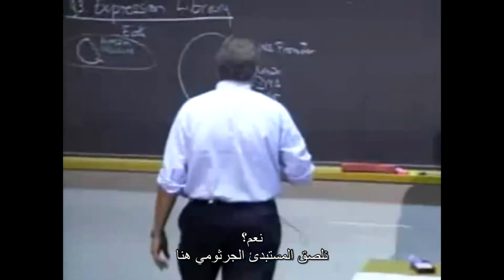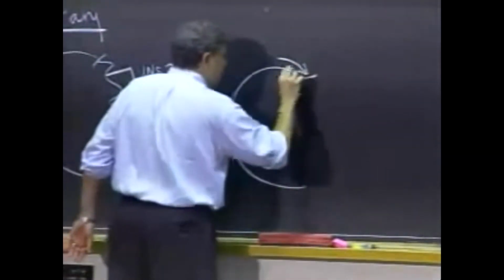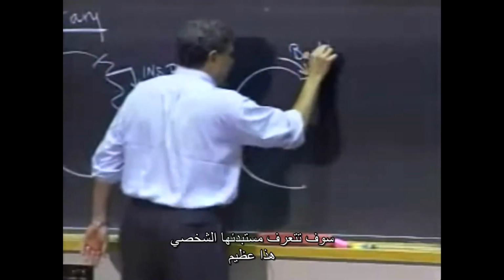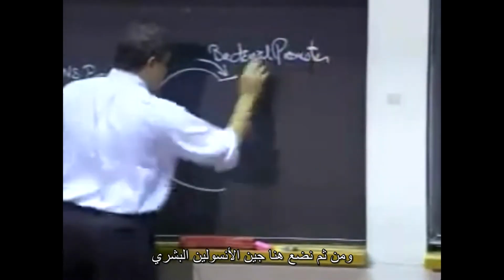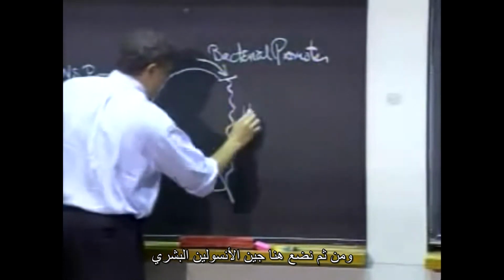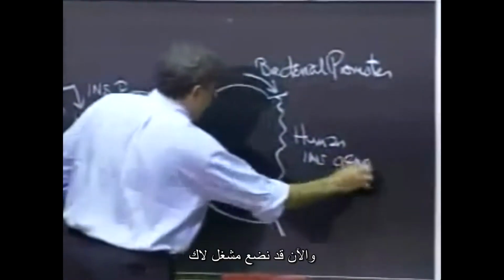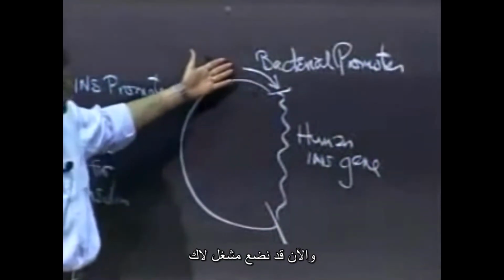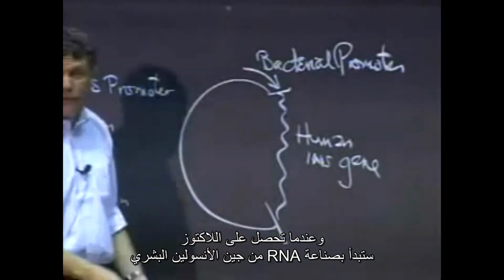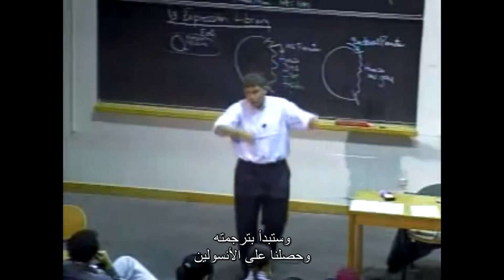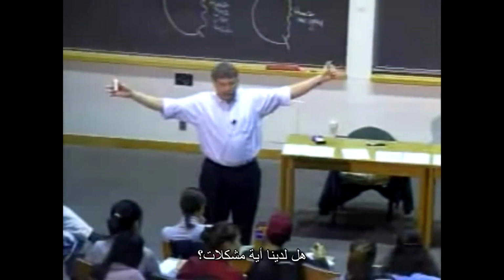Stick a bacterial promoter there. Good. You're acting like a good molecular biology designer here. Let's put a bacterial promoter here. It will recognize its own promoter. That's great. Then let's put the DNA for the human insulin gene here. And now, maybe we'll put like the lac operon. And when it has lactose, it'll start making RNA from the human insulin gene, and it'll start translating it. And we get insulin. Any problems?